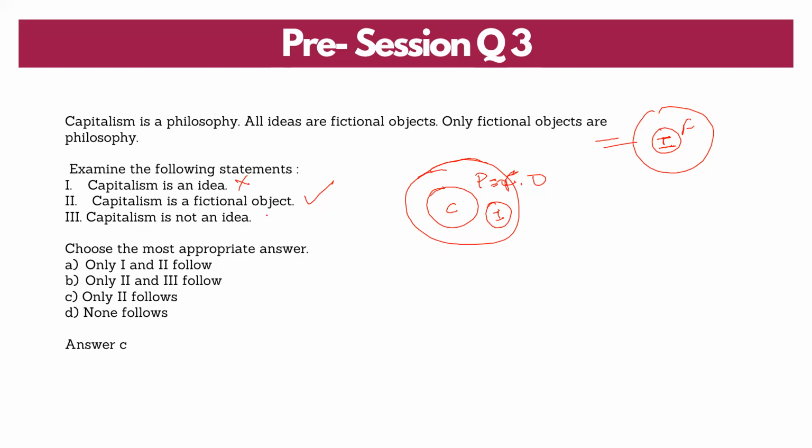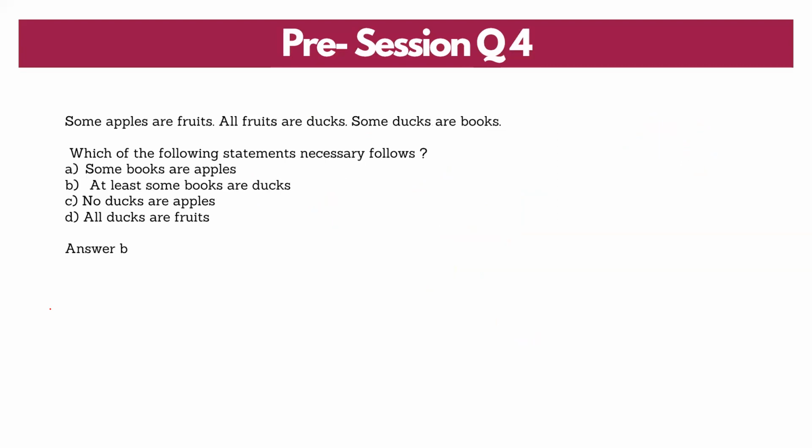Why? Because as per this diagram, you may say that the third one is true. But let me give you another instance where this is the case. P is equal to FO. This is given. But I draw idea like this. It satisfies all the given statements. But here my answer will change and here I will say that capitalism is an idea. So how can I get two different answers from the same set of statements? If I'm getting two separate answers from the same set of statements, then that is not a valid conclusion. So the only valid conclusion here is that only two follows, and that is option C.